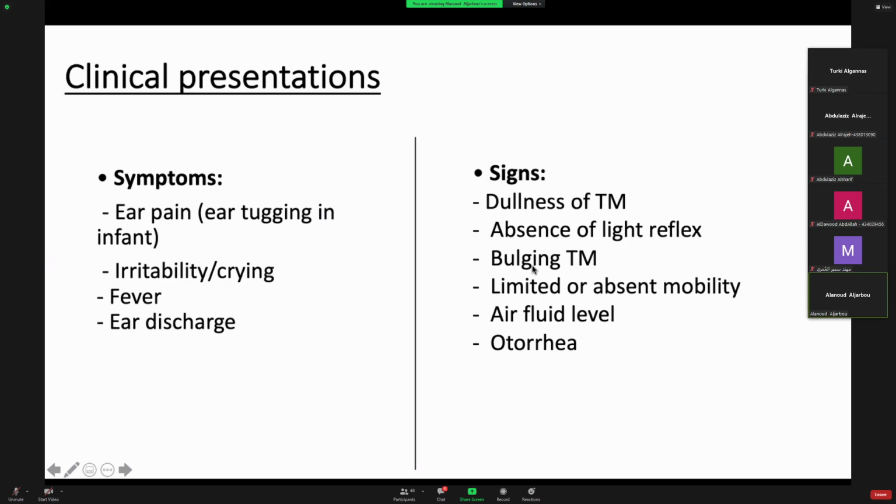So signs of otitis media, it's a clinical diagnosis. You have to have all the skills to diagnose acute otitis media. They will have, as we mentioned, bulging, dullness, absence of light reflex. Sometimes you can see an air-fluid level or otorrhea during your examination.